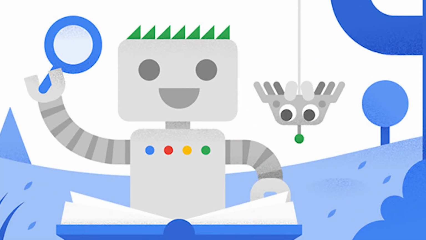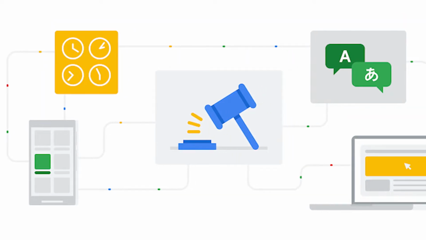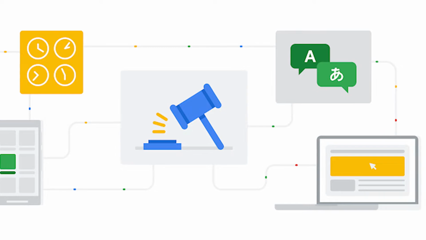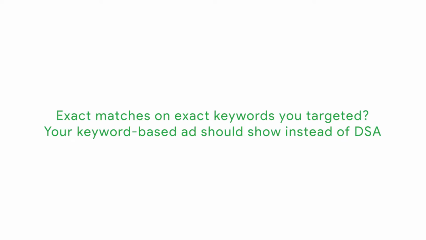It's a great way to make sure you don't miss out on queries you didn't set as keywords. But what if the user's search query can be matched to one of your keywords? Which ad will then serve? Let's start off simply. If there's an exact match to an exact keyword, that keyword ad will serve.